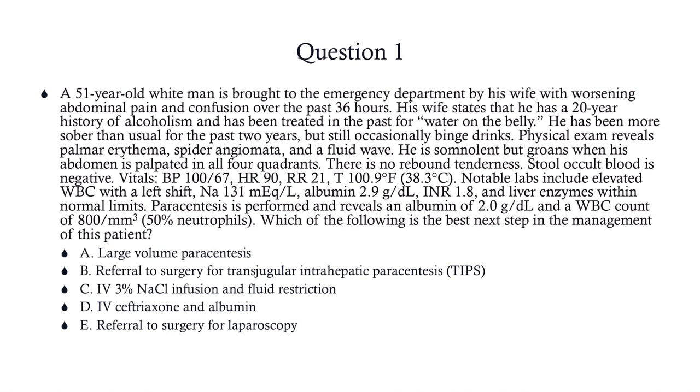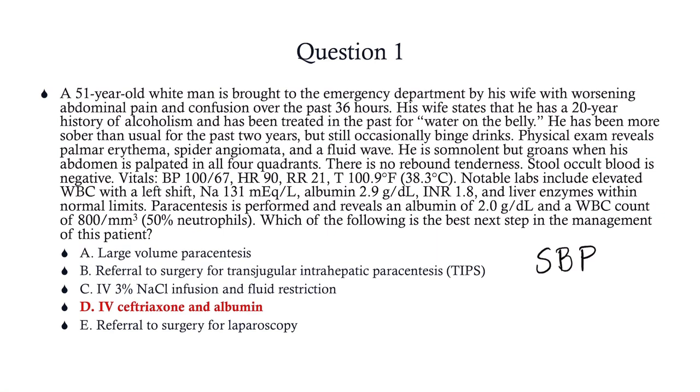Okay, so our answer here is D, IV ceftriaxone and albumin. So what does this patient have? He has a fever, he has ascites, and he has some confusion. And this is most likely spontaneous bacterial peritonitis. This is a complication of ascites, and ascites is a complication of cirrhosis. Now, how do we know he has cirrhosis? Well, he has liver symptoms with a history of alcoholism, so that is probably going to be cirrhosis.